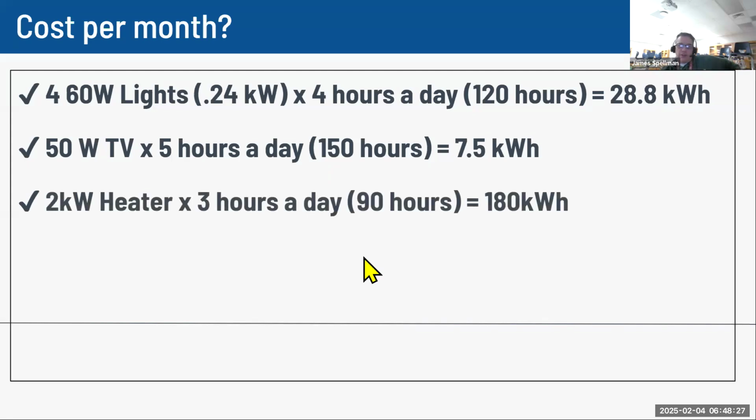If we had our heater, like in the previous example, it's a 2 kilowatt heater, and we ran it for 3 hours a day. Again, 3 hours a day every day is going to be 90 hours. 90 times 2 is going to be 180 kilowatt hours.